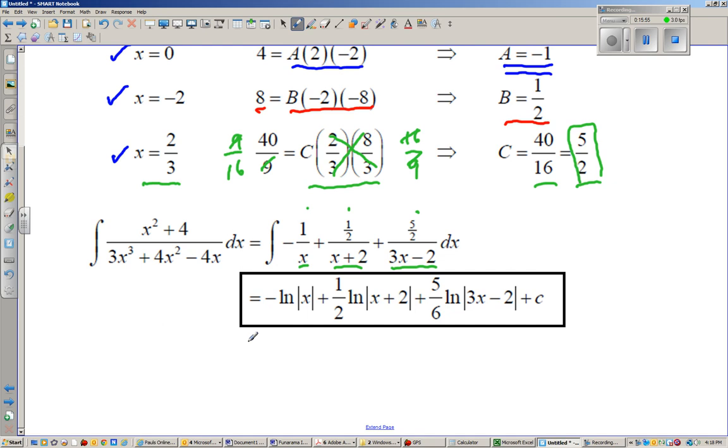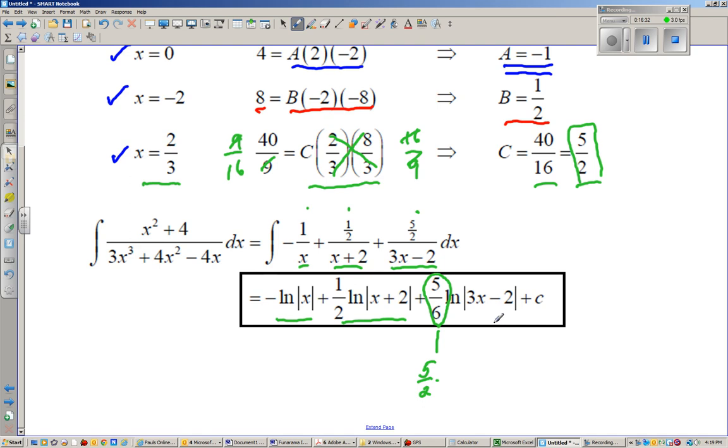So when I take the first term, I'll get a negative natural log of the absolute value of x. And then the next one, I'll get 1/2 times the natural log of x plus 2. Derivative of the inside is 1, so we don't have to write it or even say it. And then, sorry for jumping ahead here with the 5/6, because isn't that 5/2? And then it's going to be the natural log of 3x minus 2.